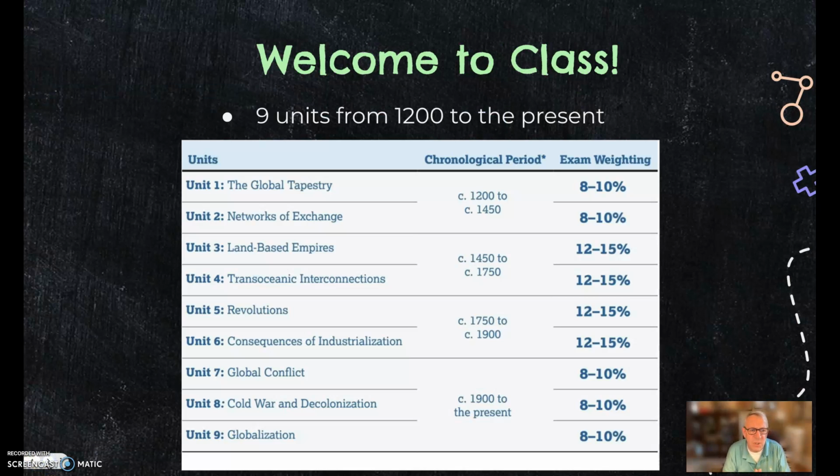AP World includes 9 units. We go from 1200 to the present. We zoom in at the post-classical period at 1200, at the different empires in Africa, China, Europe. Then we move to the inclusion of the Americas in the World Trade System from 1450 to 1750. Then a period of revolutions: the American, the French, Haitian, South American, and Mexican revolutions, industrialism, imperialism. Then in the 20th century, global conflicts, and then finally the Cold War and decolonization.